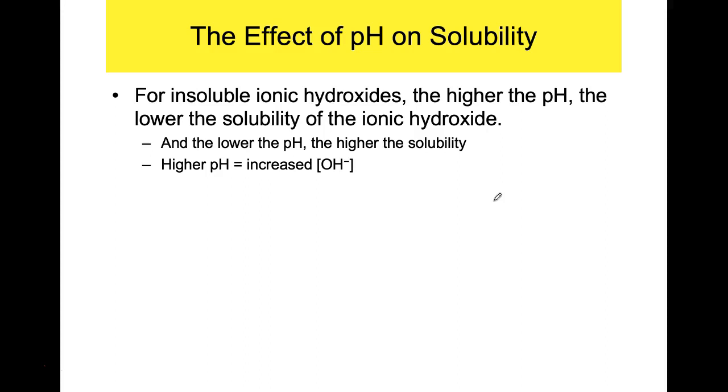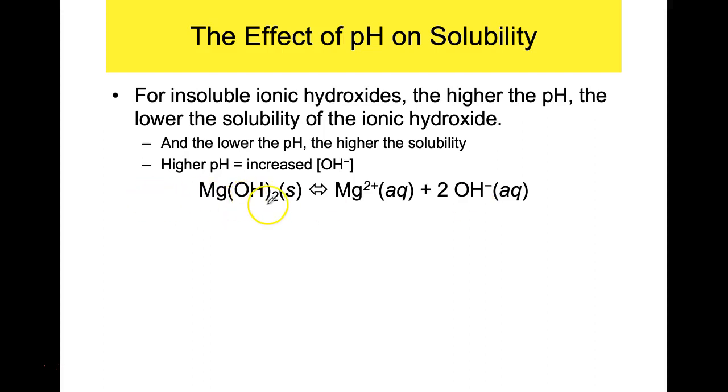Well, remember, ionic hydroxides are bases, so we would expect a base to dissolve better in an acid than to dissolve in another basic solution or even water. So this should make sense. Now here's an example. Magnesium hydroxide has a very low solubility in water. What happens though if I try to dissolve this in an acid? Well, the acid will react with the hydroxide and cause a shift to the right, which means more magnesium hydroxide will dissolve.